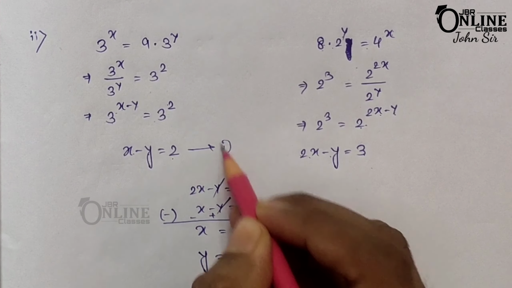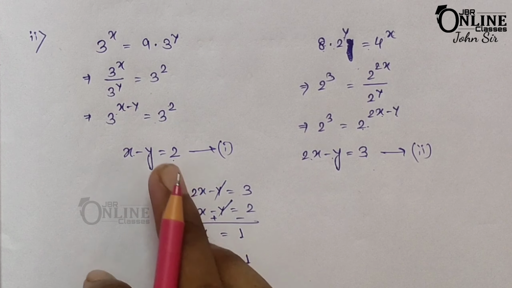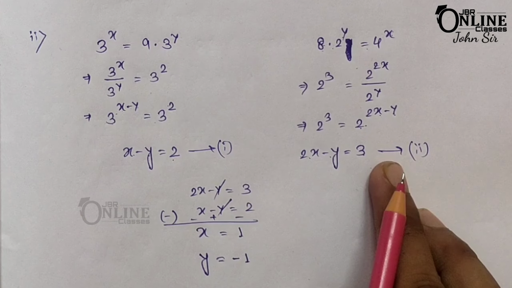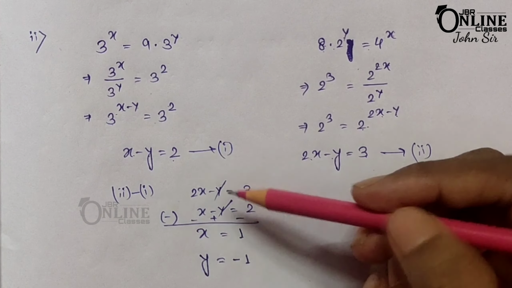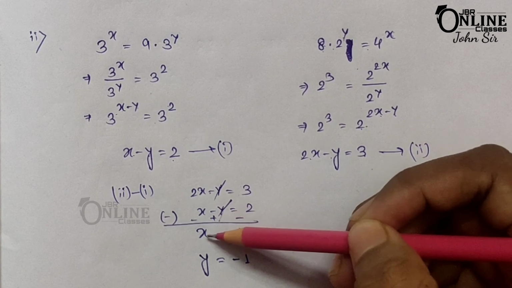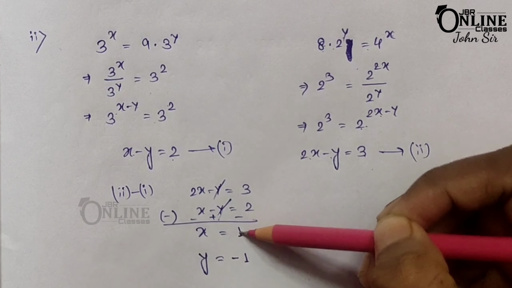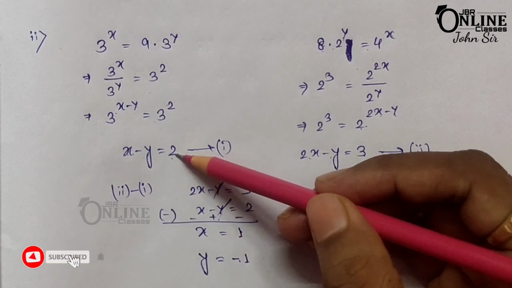So this one is equation number 1 and this one is equation number 2. If you subtract equation number 1 from equation number 2, that means equation number 2 minus equation number 1, then y cancels out, here 2x minus x becomes x, 3 minus 2 is 1. Okay, so if x equals 1, then definitely y equals minus 1, because x minus y equals 2.